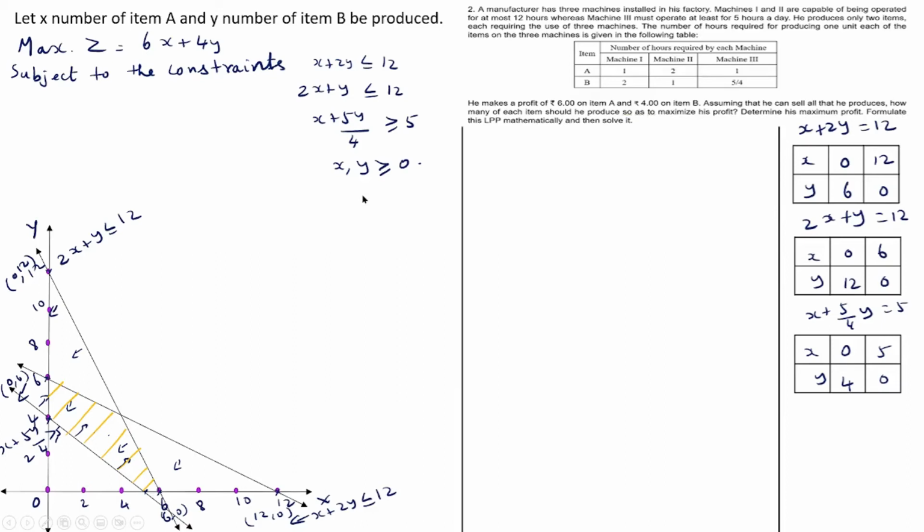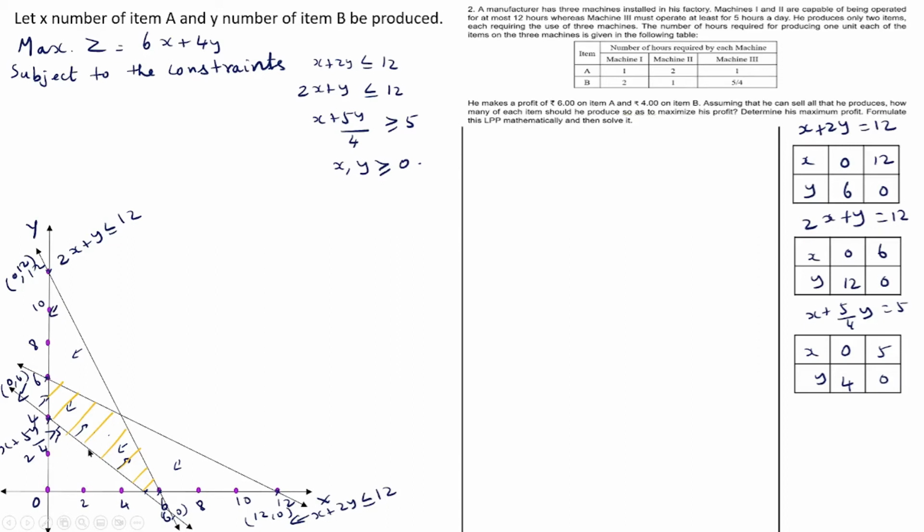Any values of x and y that simultaneously satisfy all these inequalities form a feasible solution. And now we will see how to find the number of items that should be produced to maximize the profit. There is a known theorem which says that when the feasible region is bounded, and here we can see that the feasible region is within this area, then the maximum or minimum value of the objective function occurs at one of the corner points. So these are the corner points.